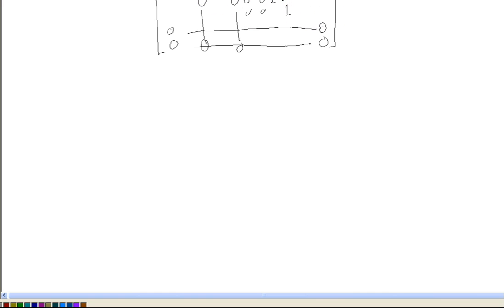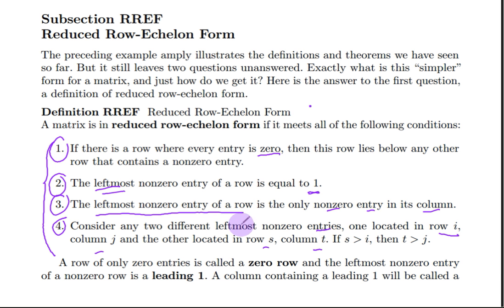Now notice we have this stair-step pattern of ones. They're not necessarily equal steps. They're not necessarily consecutive columns, but we do have a stair-step pattern of ones below which you have all zeros. All right, such a matrix is called a matrix in reduced row echelon form. And we'll see several examples in this chapter.